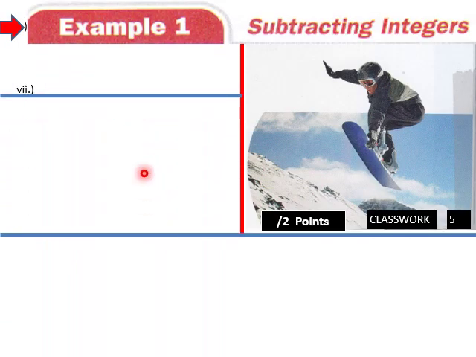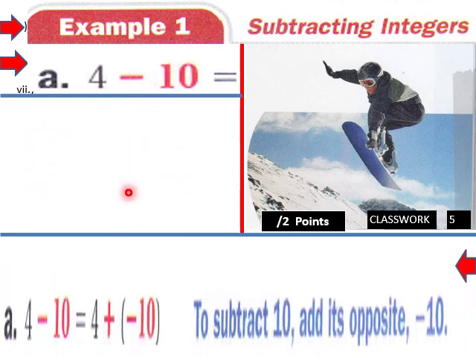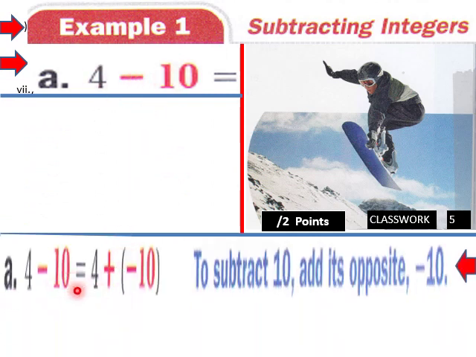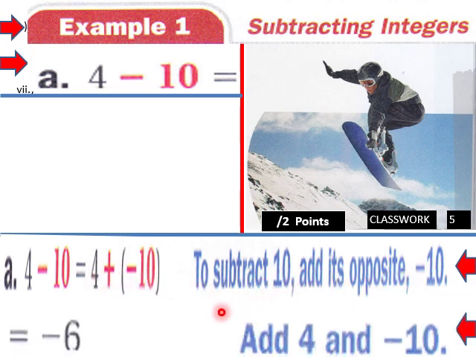Let's go into an example. Subtracting integers. 4 minus 10 equals what? So 4 minus 10 would be the same thing as 4 plus a negative 10. Add its opposite, negative 10, and that'd be negative 6. So we start at 4 and then we go in the negative direction 10 units and we end up at negative 6.